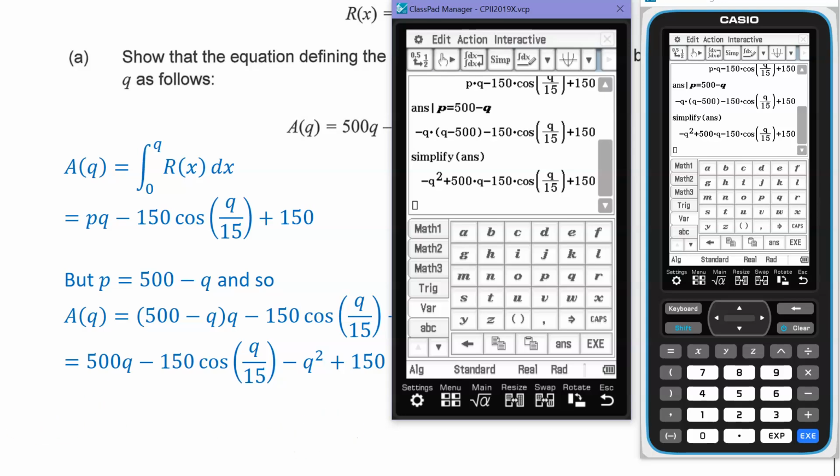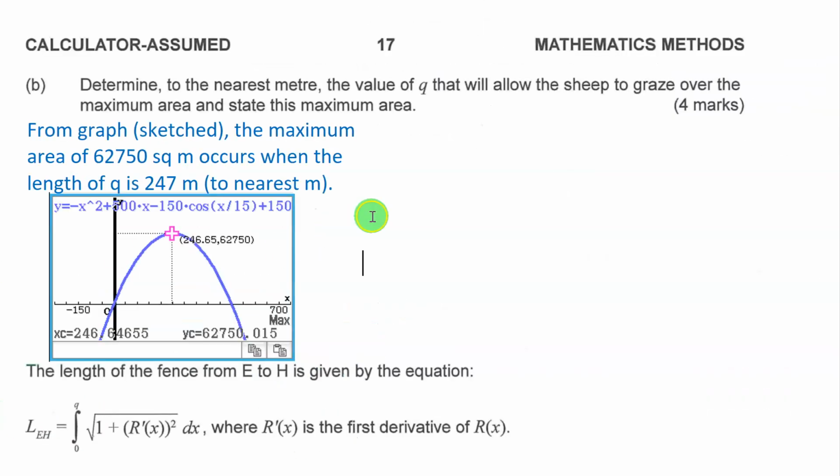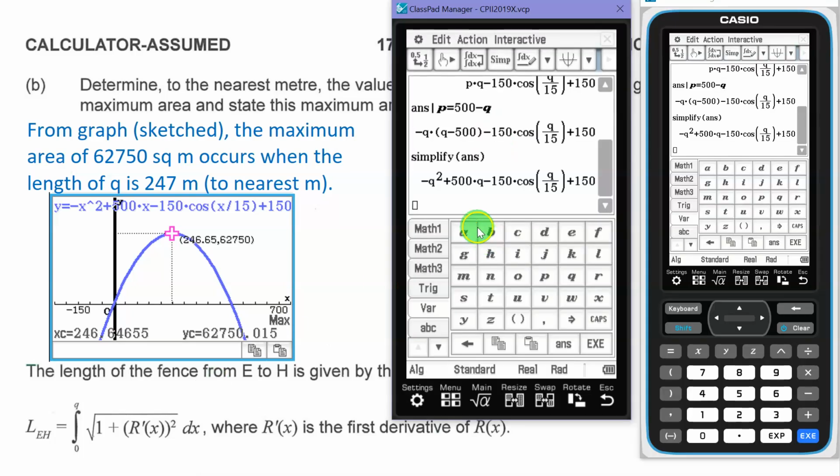So over the page, what's happening over here? The next part, we've got to determine to the nearest meter the value of Q that will allow the sheep to graze over the maximum area and state the maximum. So we've basically got a formula here, let's get the calculator back here, in terms of Q that we now need to maximize.